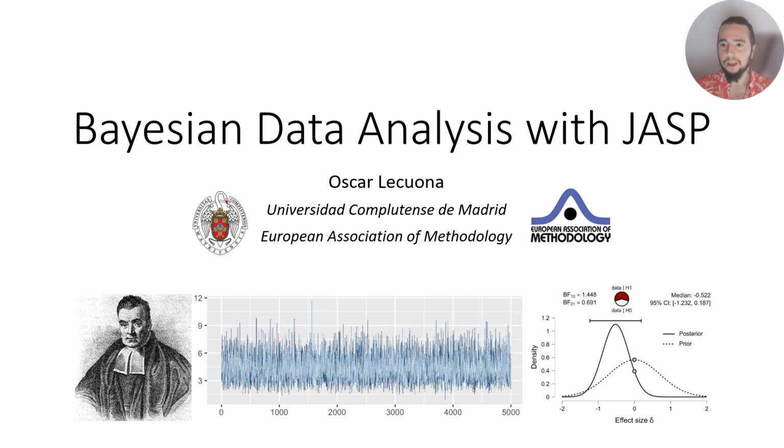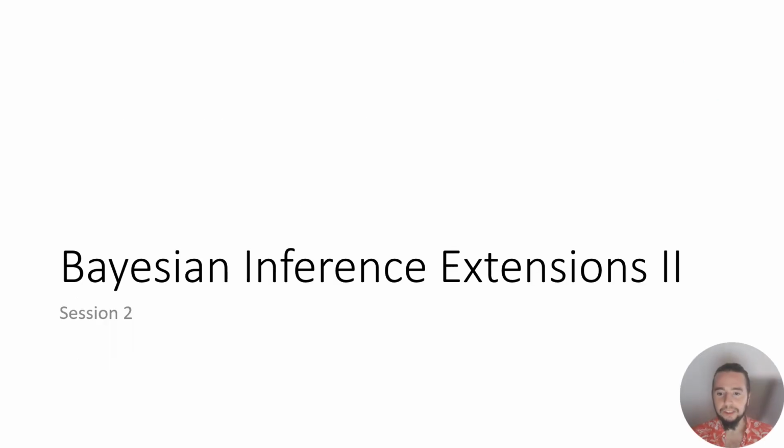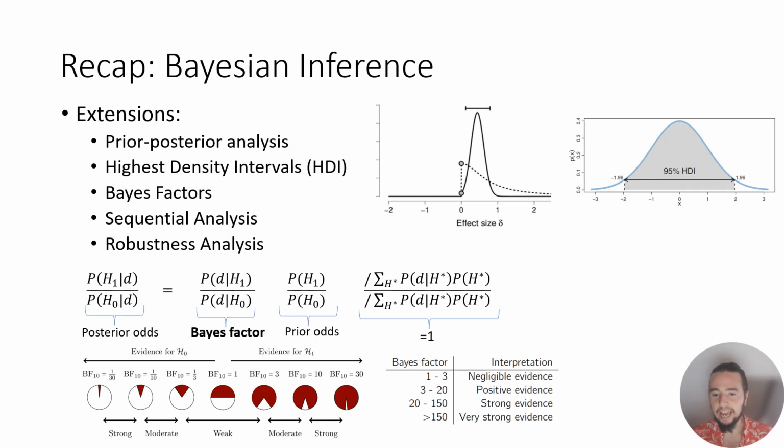Okay, so now we will pursue the main extensions of Bayesian inference. Just as a quick recap, we have a prior-posterior analysis that lets us describe how the data likelihood has impacted our prior distribution into making a posterior distribution. We can now have point estimates and expected values, for example a median, but also highest density intervals, and also Bayes factors, which are analogous to a p-value but richer and more intuitive to interpret.